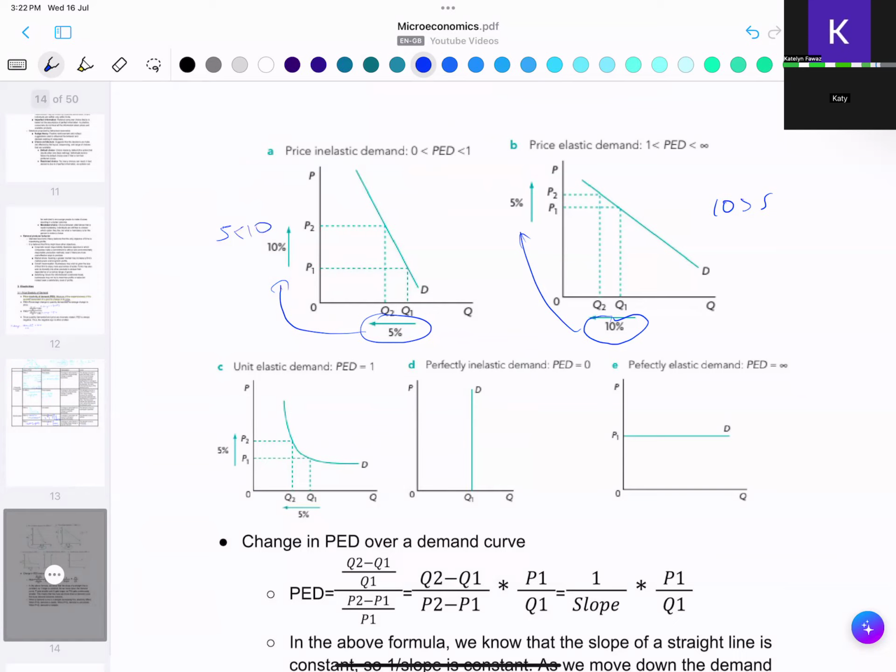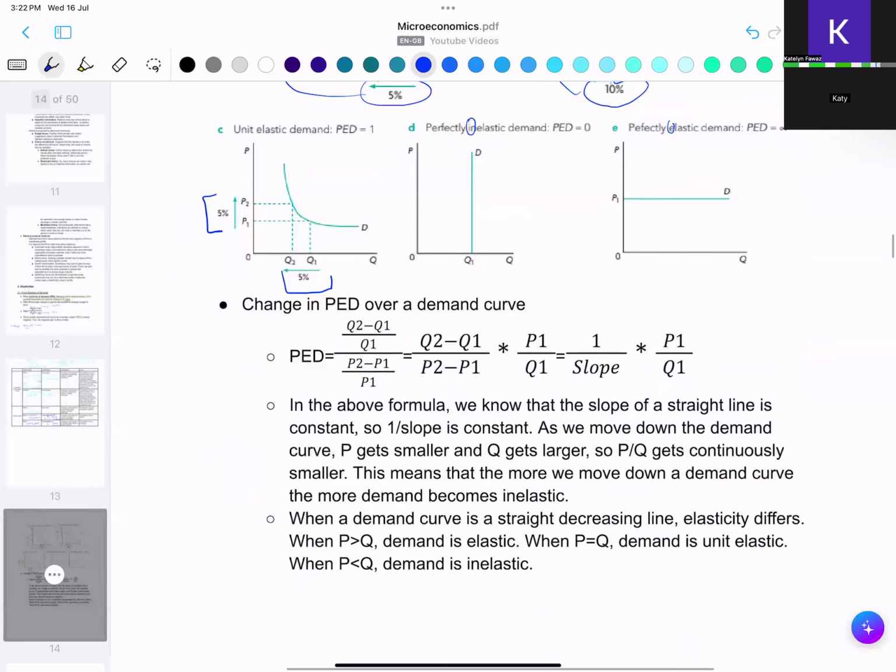Briefly, in unit elastic, you can see that the exact same amount of change in the quantity demanded results from the change in price. It's the exact same, which is why we have this sort of parabola. And then you have I for inelastic and E for elastic. So these are the examples I gave you. This just explains the mathematics in a curve.